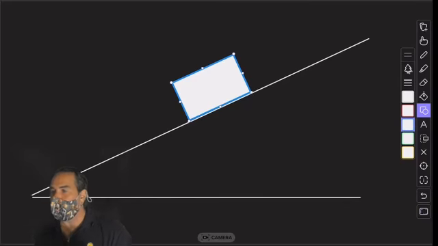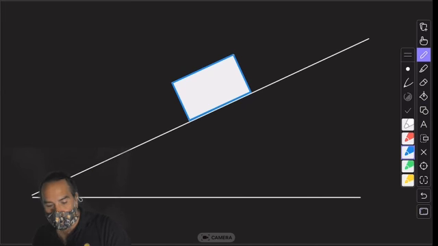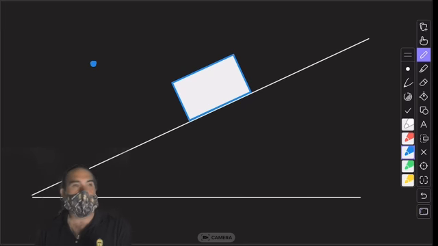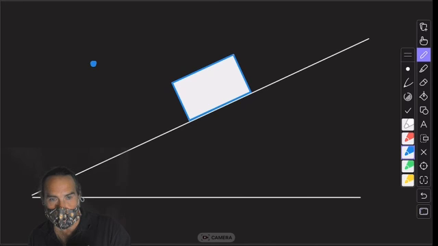So I've placed a box on my inclined plane. What I would like you to do is, off to the side, consider what forces are acting on the box, assuming it's staying in place right there. Jot yourself down a couple of arrows.